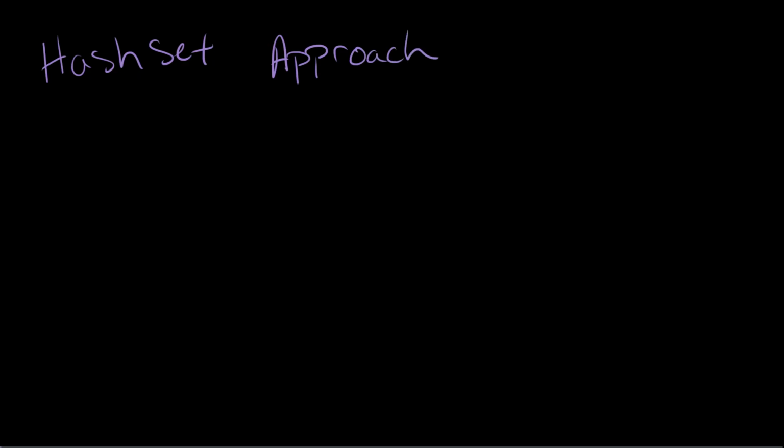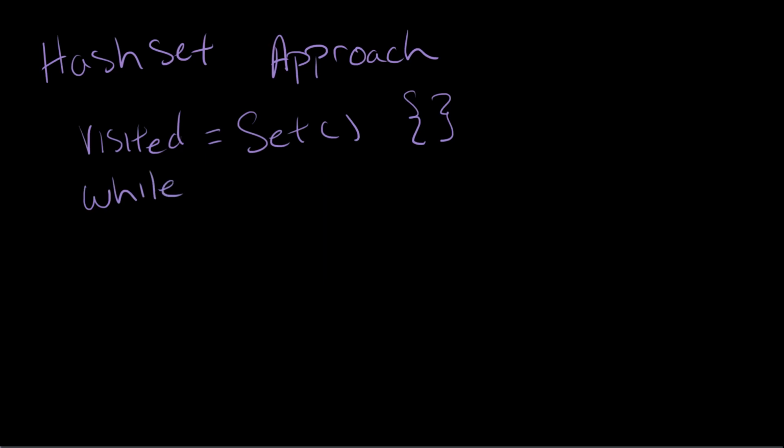A hash set allows you to add and check for membership within the set in constant time. So if instead of saying that visited is equal to an array, we just say it's equal to a new set, which is sometimes denoted in math as this. But in most languages, you'll just write new Set. And then the algorithm is mostly the same.